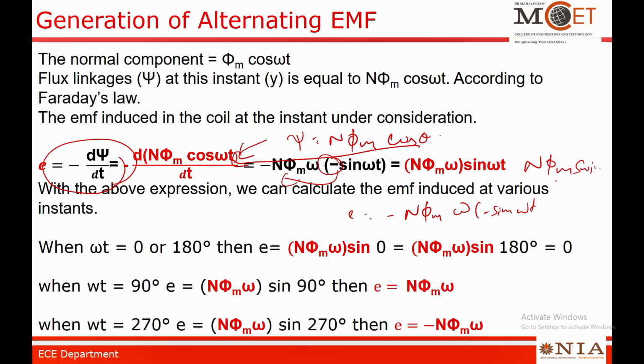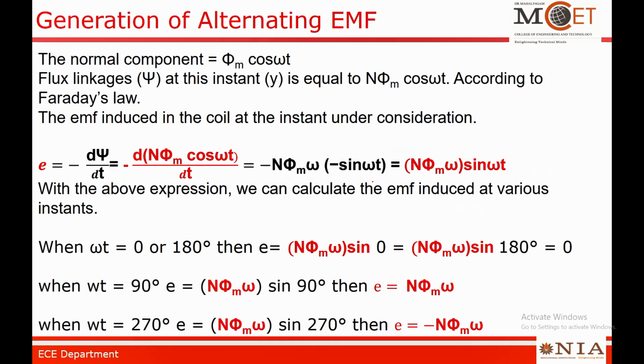Therefore this E value will be equal to N psi m omega sin omega t. This is the value obtained with respect to Faraday's law. So the EMF induced in that coil will be given by this formula.